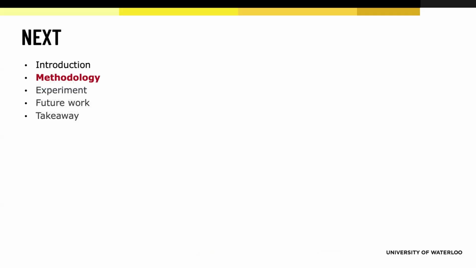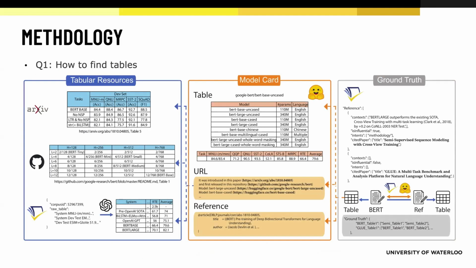Next, we are going to introduce the methodology in our work. In order to solve the first question, how to find the tables, we start from the model card from the Hugging Face site. There are several elements provided by this model card. The first is some tables, and it also provides some URLs that might link to other resources like arXiv, GitHub, and other PDFs. It also has links to other model cards or dataset cards, and sometimes provides references.